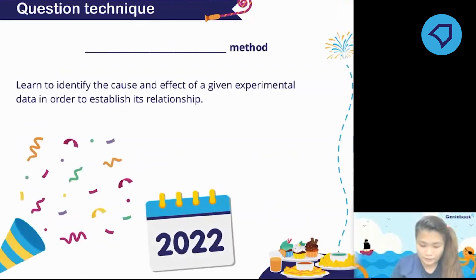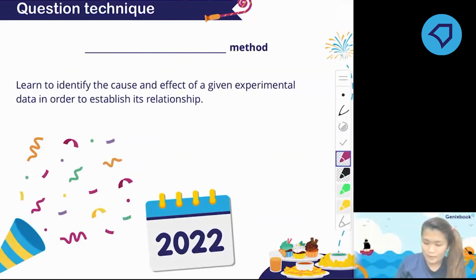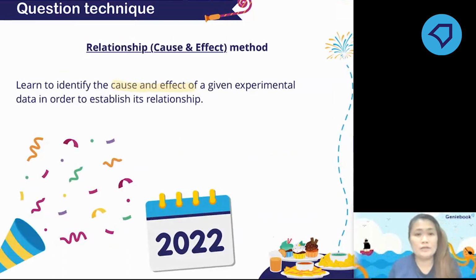Okay, so the next one is cause and effect. When we talk about cause and effect, we are actually looking at what method is this? Right, we are looking at the relationship method. Usually we are looking at how your change variable affects the measured variable. Right, how something is going to affect the other.